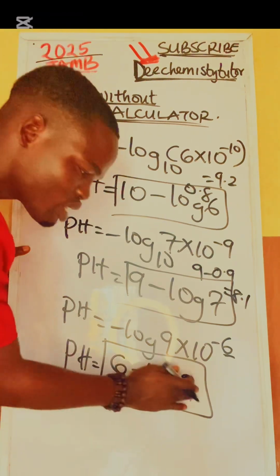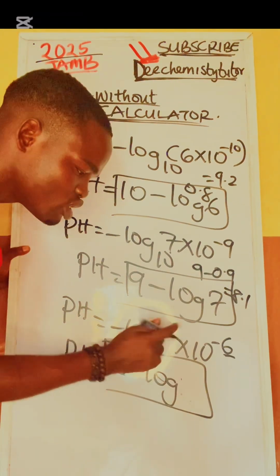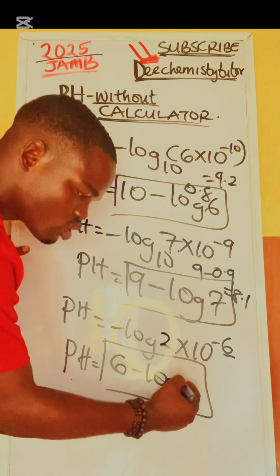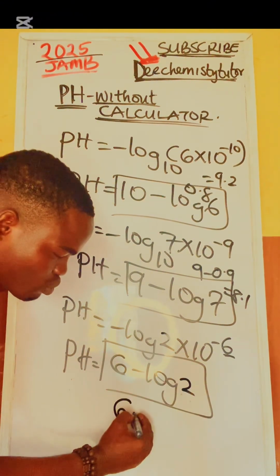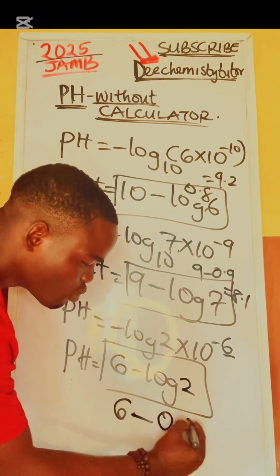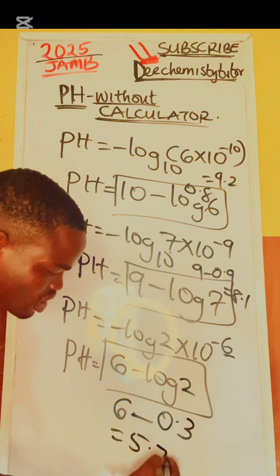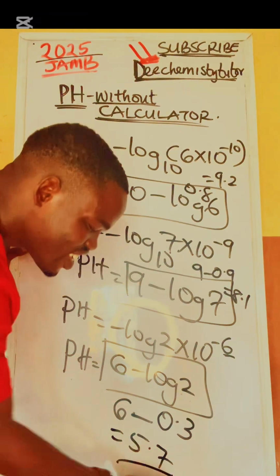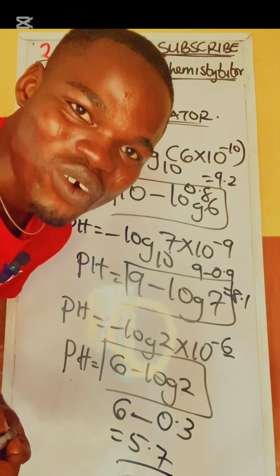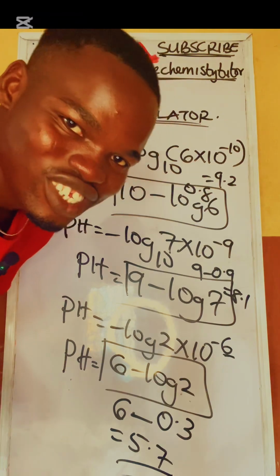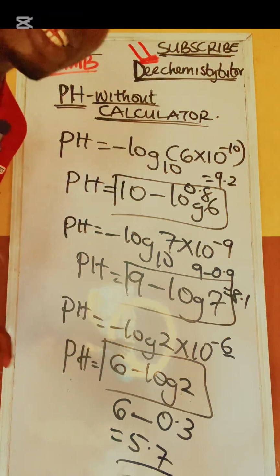Okay, which one should I use? Let me say this is 2 times this, log 2. The answer to this one is 6 minus log 2, which is 0.3. This is 5.7. That's the answer. If you want to see that I'm wrong, you can check it out. But yeah, that is the answer.